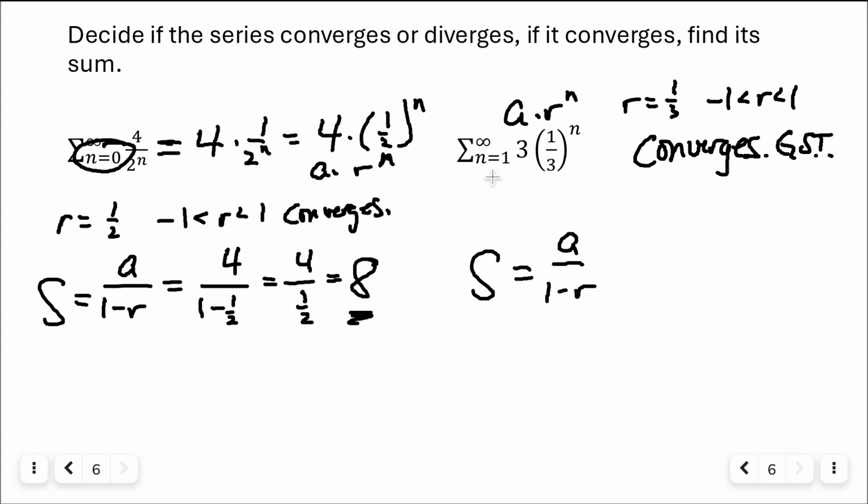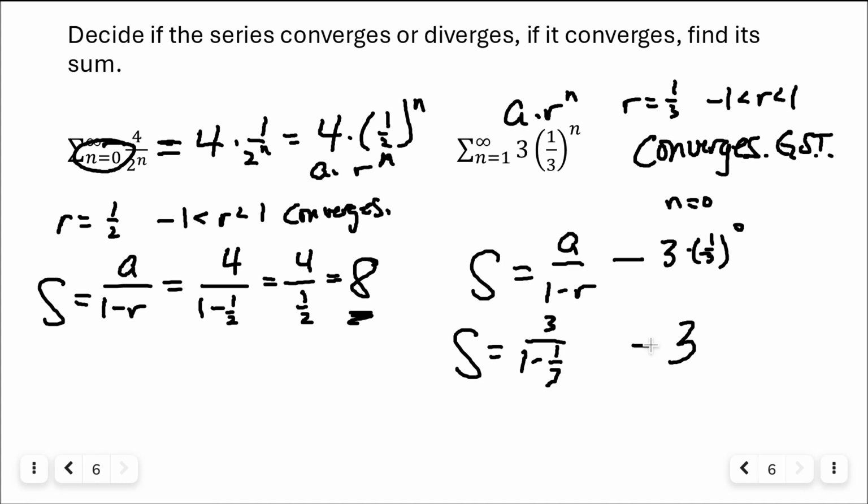If it doesn't start at 0, you're going to have to take away from the sum, because this sum includes n equals 0. So you're going to have to take away the n equals 0 term. So n equals 0 would be 3 times 1/3 to the 0 power. So that would be 3. To find the sum, I'm going to take a is 3 over 1 minus r is 1/3, and then subtract 3 away from it, because that's where the series should have started, and n equals 0 is included in this calculation. I have to take it out because I'm not starting from 0, I'm starting from 1 instead. Okay, that's how it works.